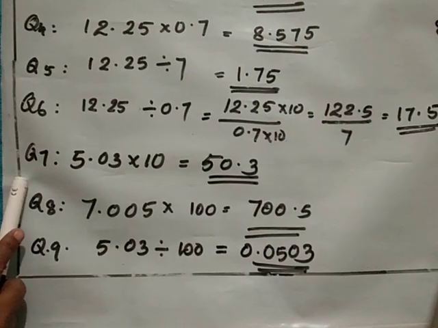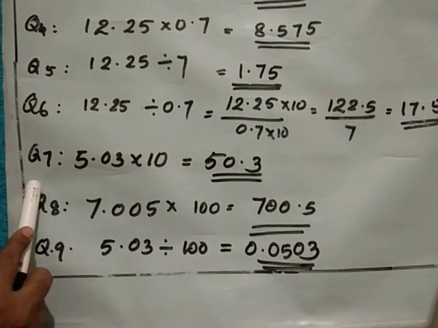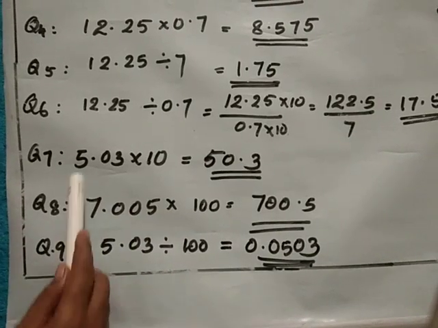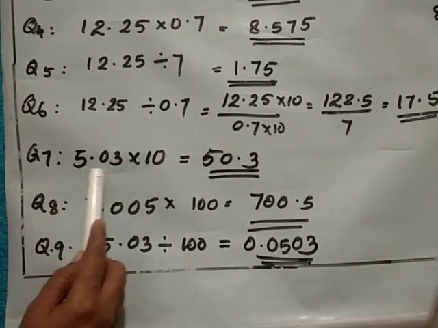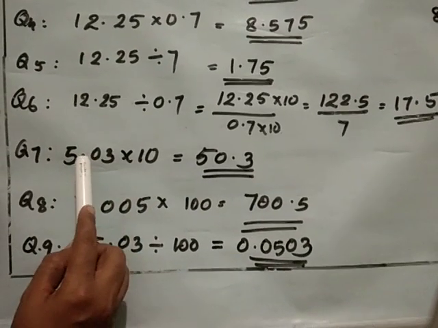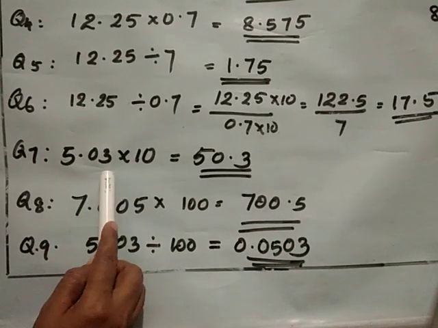Next, question number 7: multiplication and division of decimals with 10, 100, etc., or multiples of 10. Check question number 7: 5.03 into 10. A decimal multiplied by 10, the decimal point moves 1 place to the right side.